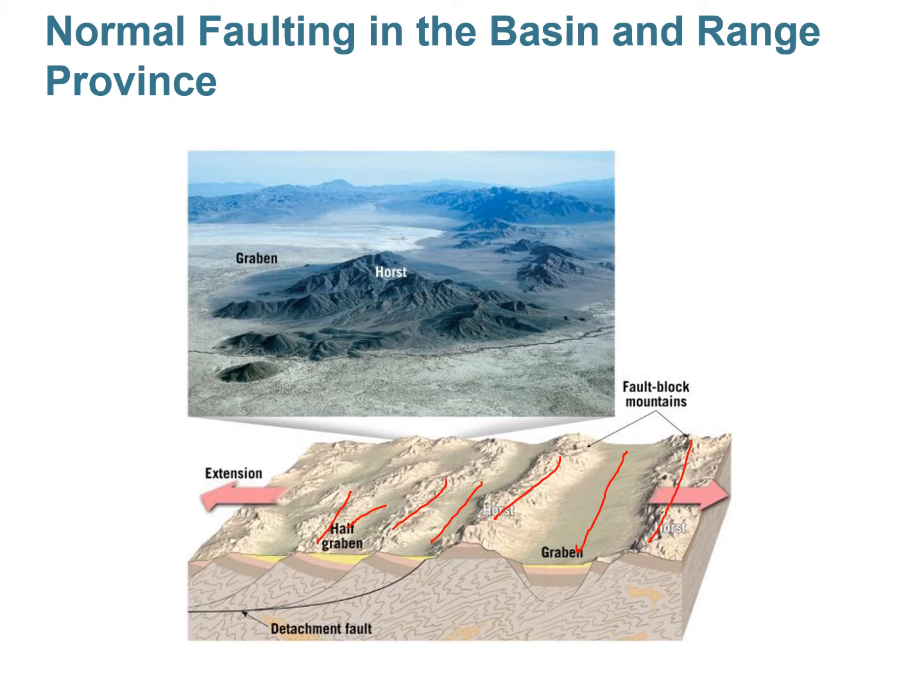Like the entire state of Nevada is made up of these kind of north-south trending ranges and valleys. Okay, so we call this a graben here, this low-lying area that's filling up with sediment, and these would be the horsts. And that's the result of tensional stress or extension.